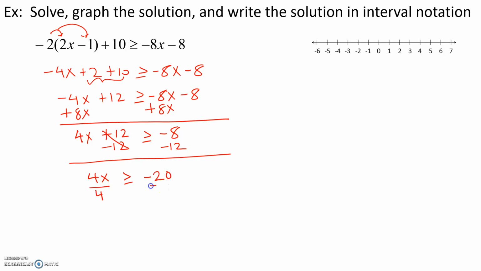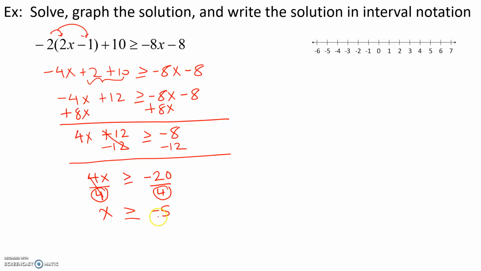And then finally, we will divide both sides by 4. So we will get x. Now the question is, does the inequality reverse? To determine that, we'll always look at the number that we're dividing by. Since we are dividing by a positive number, the inequality is not going to reverse, even though our answer is going to be a negative 5. Once again, the number we're dividing by is positive, therefore the inequality does not reverse. And our solution will be x greater than or equal to negative 5.